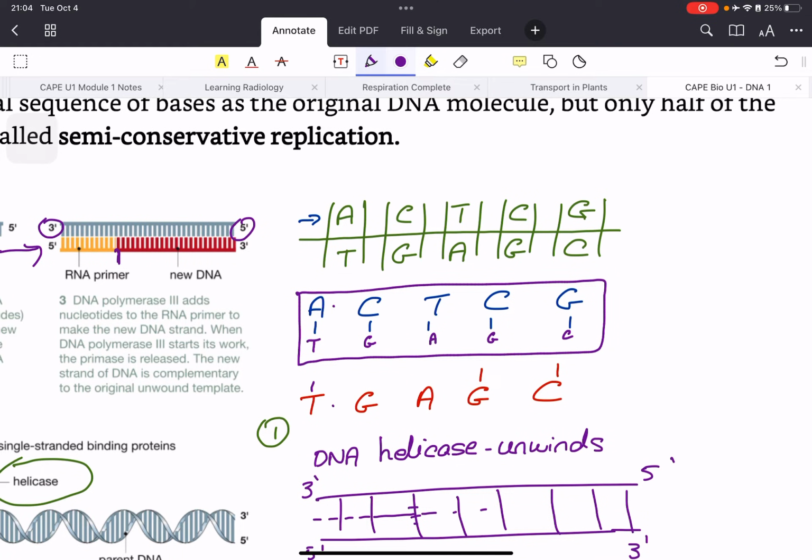The T will bind to the A, the G will bind to a C, the A will bind to a T, the G will bind to a C, the C will bind to a G. And this will make the bottom strand, and that will eventually finish out. And now you can see that we have 2 exact replicas of the original DNA molecule. Okay? So that's how DNA polymerase adds bases on and creates a new chain, right?